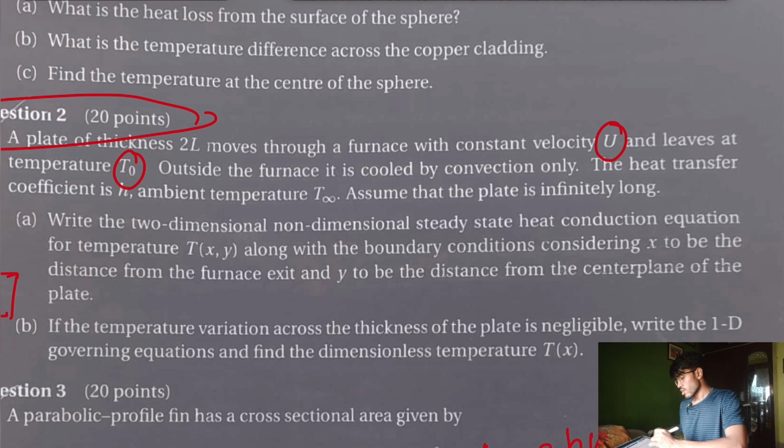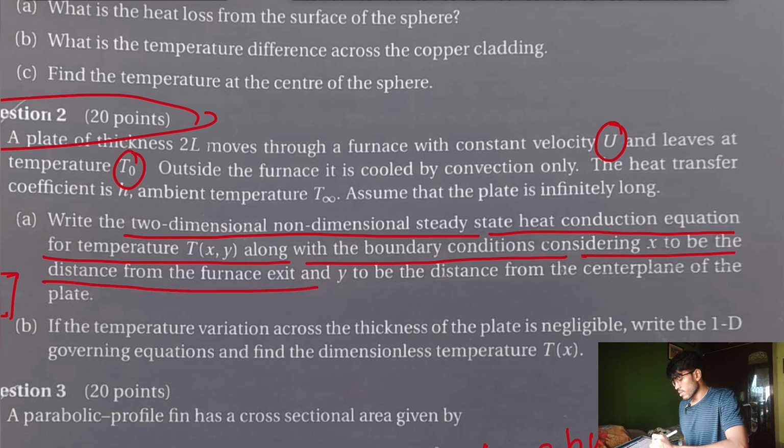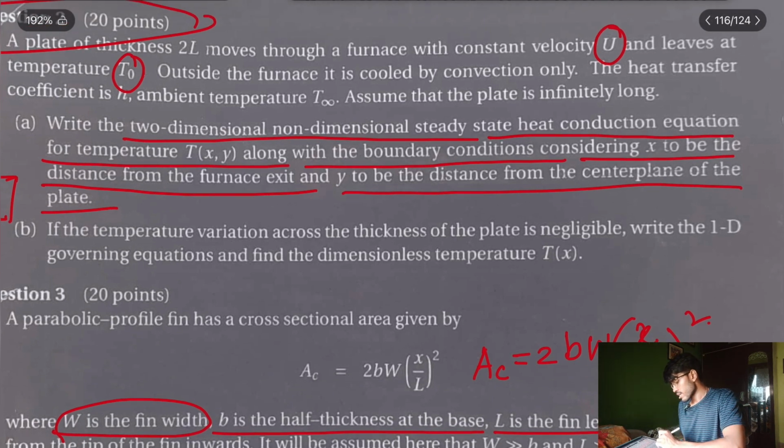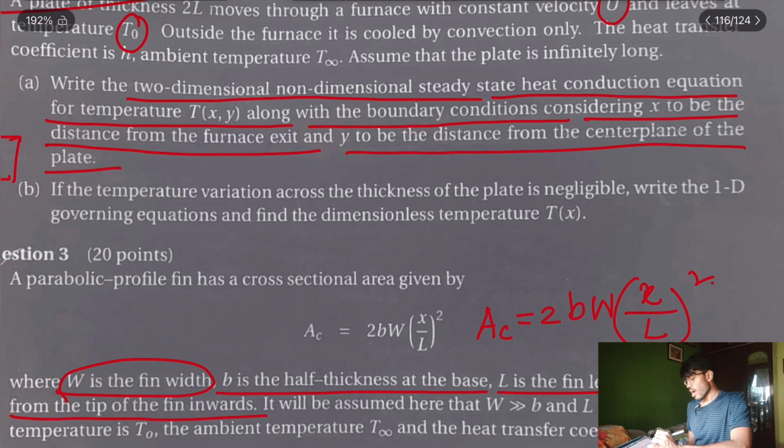Write the two-dimensional non-dimensional steady state heat conduction equation for temperature along with the boundary conditions, considering x to be the distance from the furnace exit and y to be the distance from the center plane of the plate. If the temperature variation across the thickness of the plate is negligible, write 1D governing equations and find the dimensionless temperature Tx. Okay, so now you will be saying that okay, I know this part.